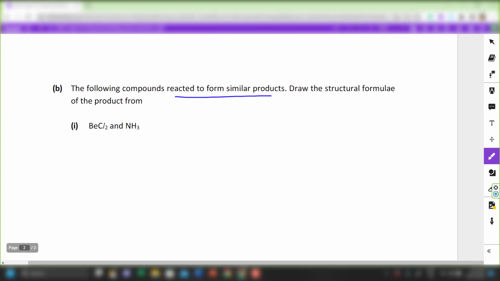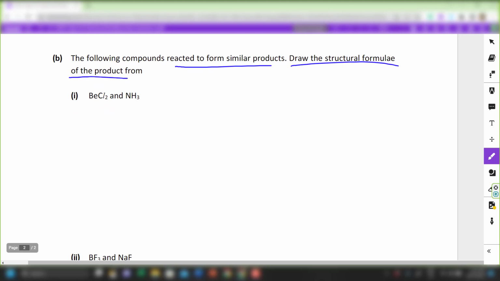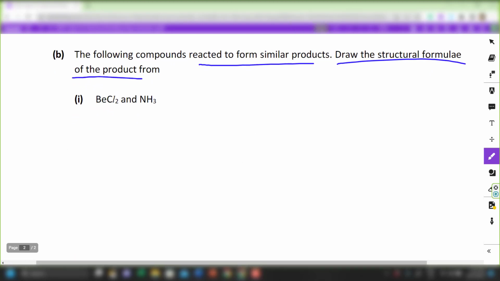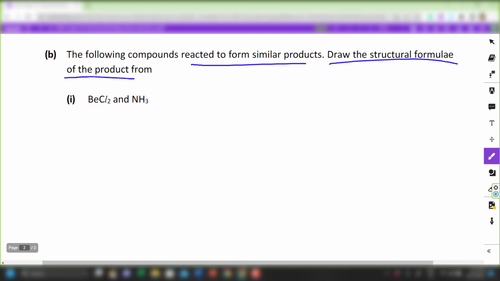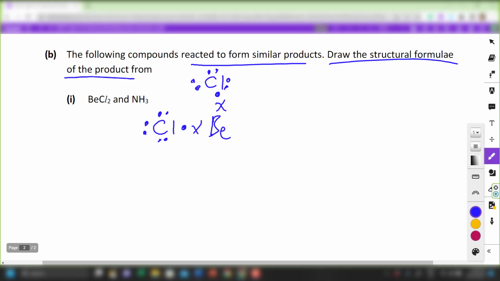The following compounds react to form similar products. Draw the structural formula. BeCl2 and ammonia. Beryllium is in period 2, group 2, so it has 2 valence electrons. If it forms a covalent bond with chlorine, it will look something like this. You notice that it is also electron deficient, but unlike aluminium, it is 4 electron short of the ideal octet configuration.